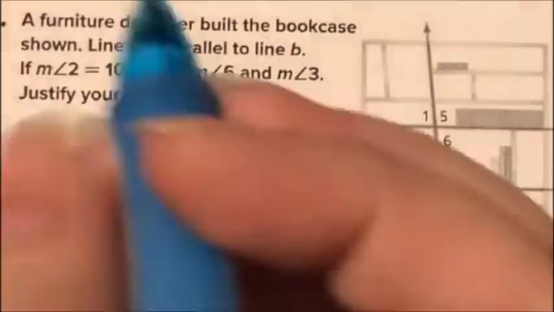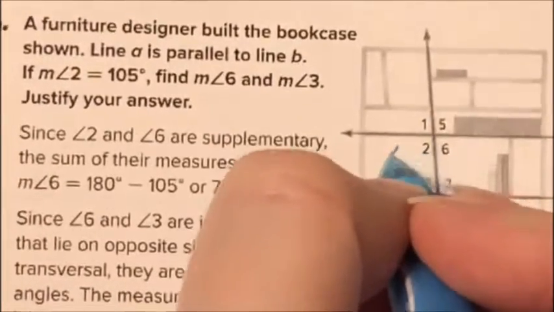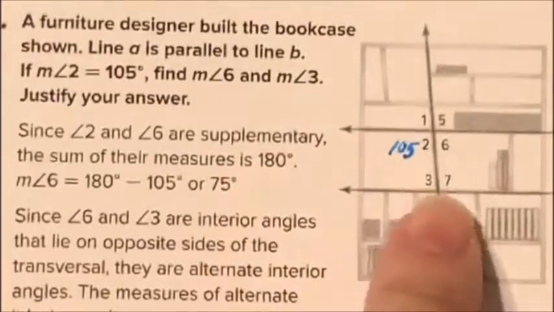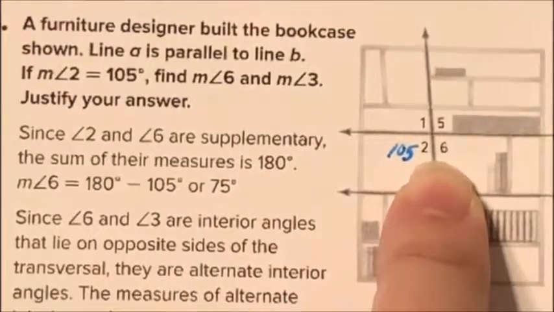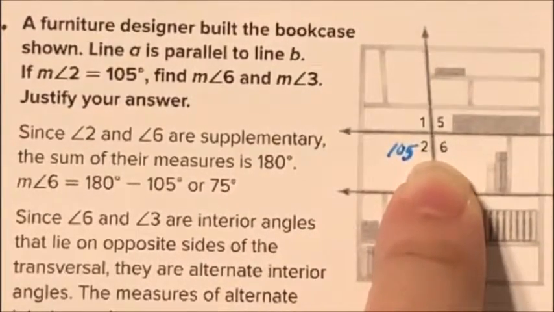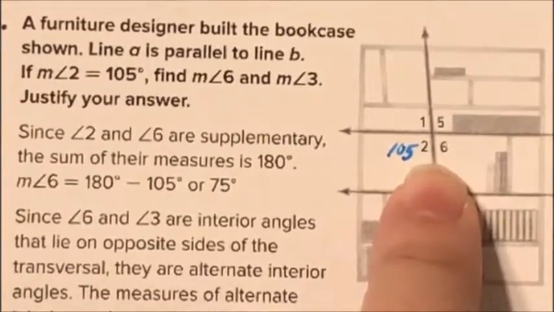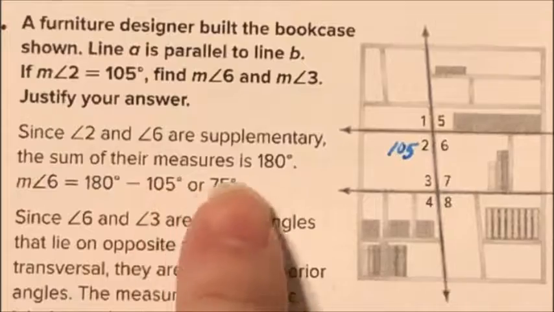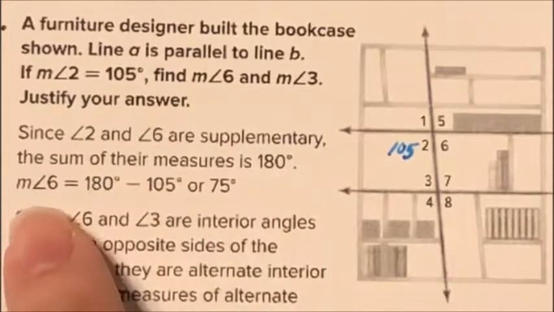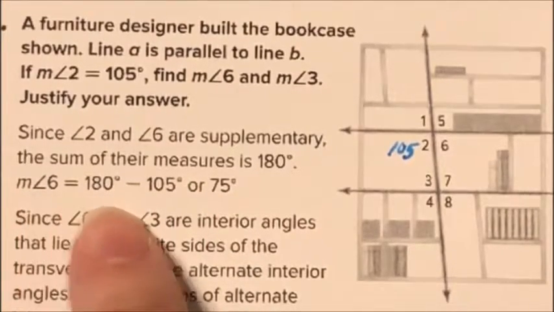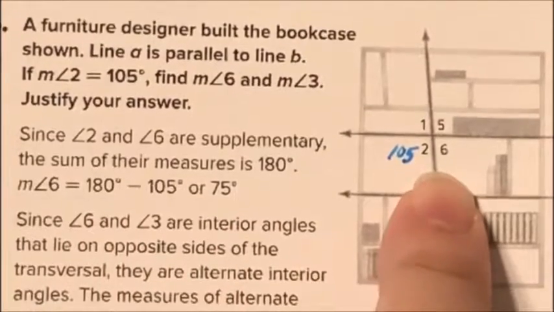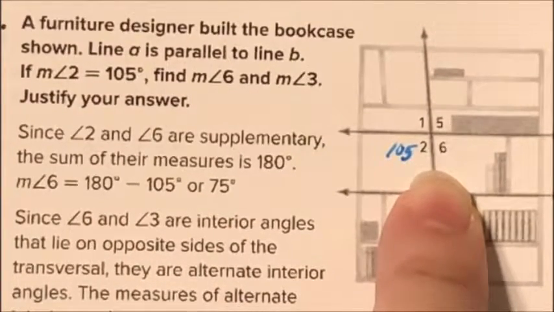So we know 2 is 105. 2 and 6 are supplementary angles. That means that they have to equal 180. So, since 2 and 6 are supplementary, the sum of their measures is 180 degrees. Measure of angle 6 equals 180 minus 105, or 75. So angle 6 is 75 degrees.